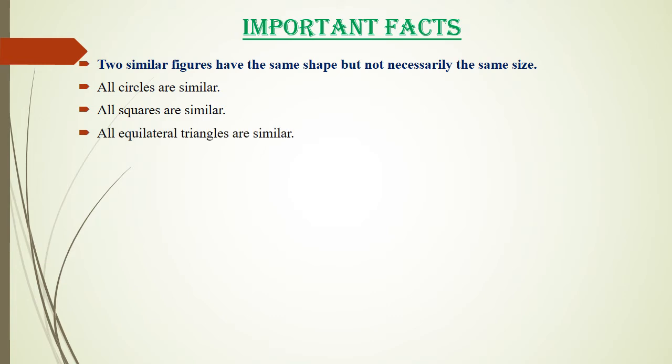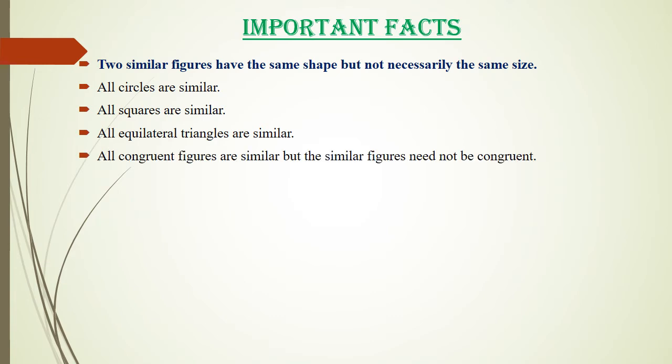Similarly, all equilateral triangles are similar. We have studied properties of equilateral triangles, that all the sides will be equal and all the interior angles of a triangle are going to be equal to 60 degree. When all interior angles of all the equilateral triangles are going to be equal to 60 degree, therefore we can consider any equilateral triangle of different sizes as similar figures. Next, all congruent figures are similar, but similar figures need not be congruent.